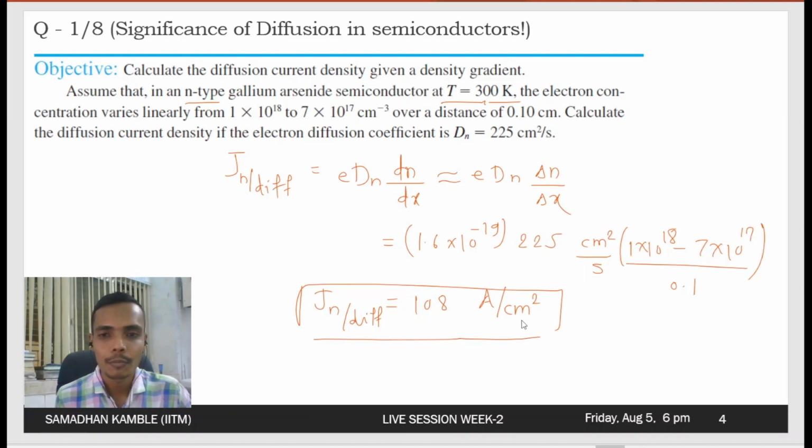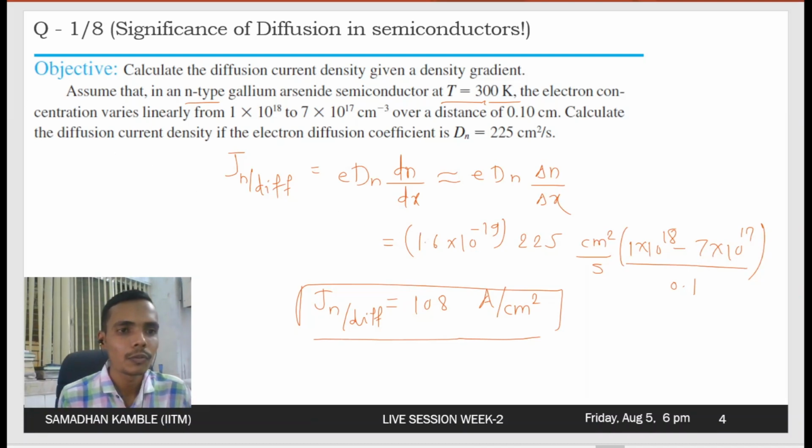One important point I wanted to mention here is that you can see a significant amount of diffusion current density being produced by merely a small density gradient being present. So a significant diffusion current density can be generated in a semiconductor material with only a modest density gradient. So you can see the value of the density gradient, because of a small amount of density gradient that is introduced.